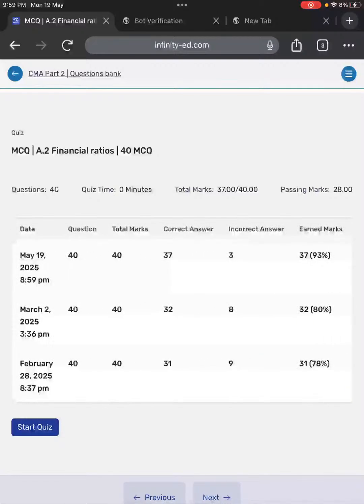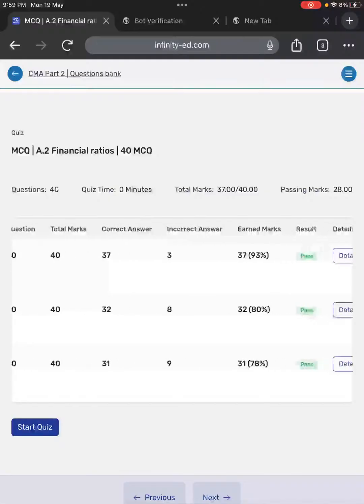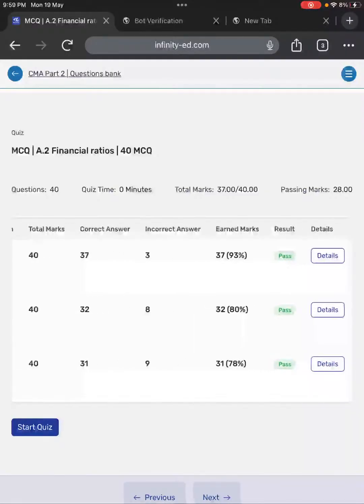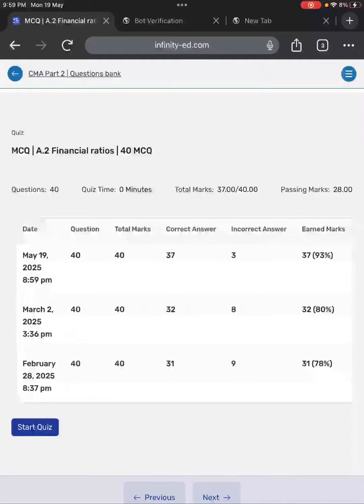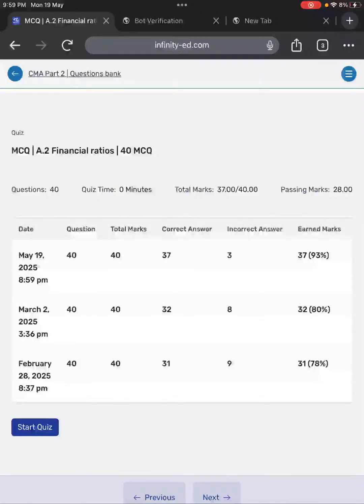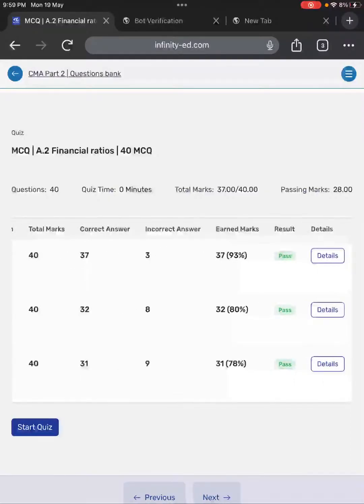93% we have a score, and only 3 questions are mistakes. I think this is good enough to pass the exam as well, and 93% with only 3 questions wrong. Maybe there may be some mistake, but hopefully that will also be corrected soon.